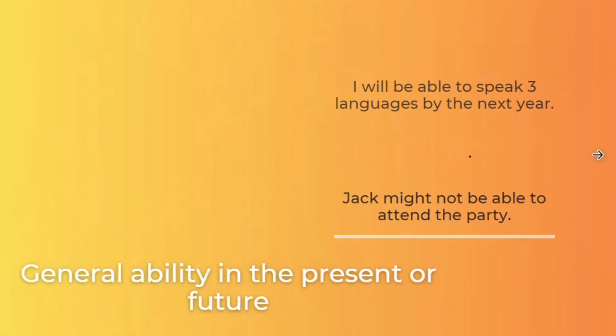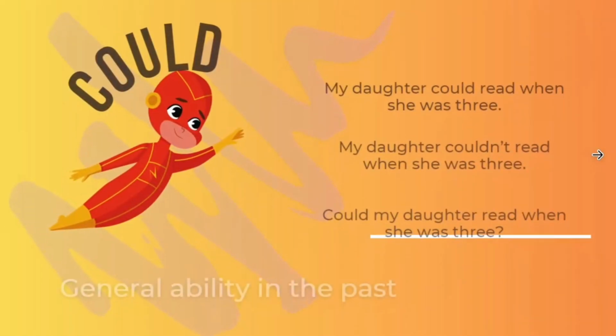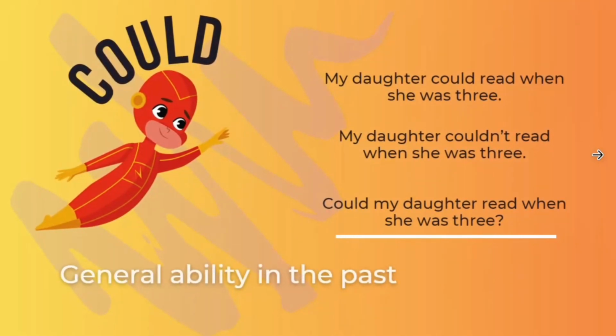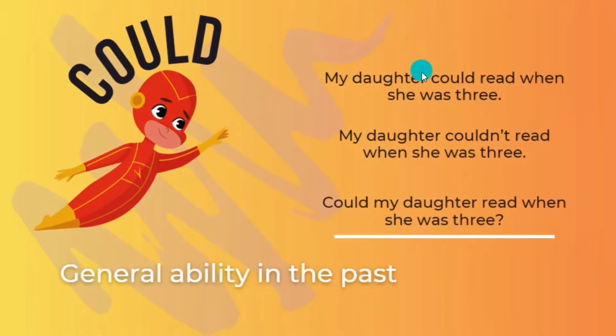Let's see the next one. Ability in the past. My daughter could read when she was 3. The word could is talking about the past ability of someone. My daughter could read when she was 3 means she is not 3 anymore. When she was 3, she could read.